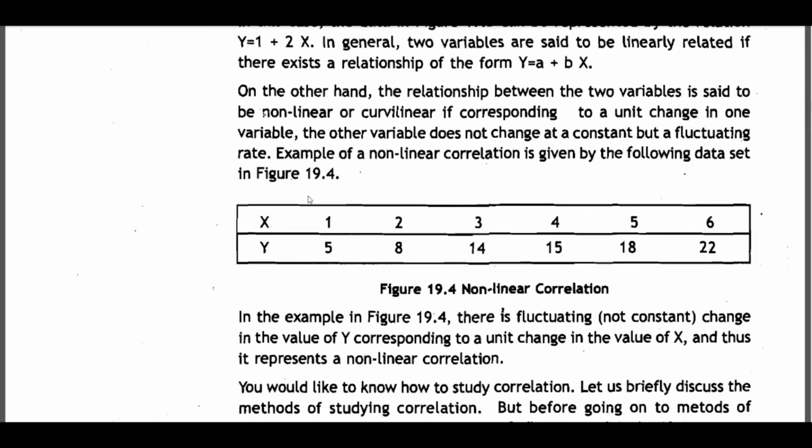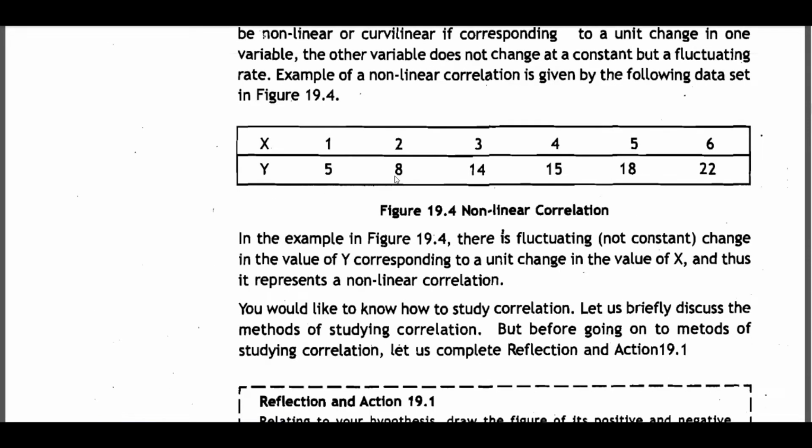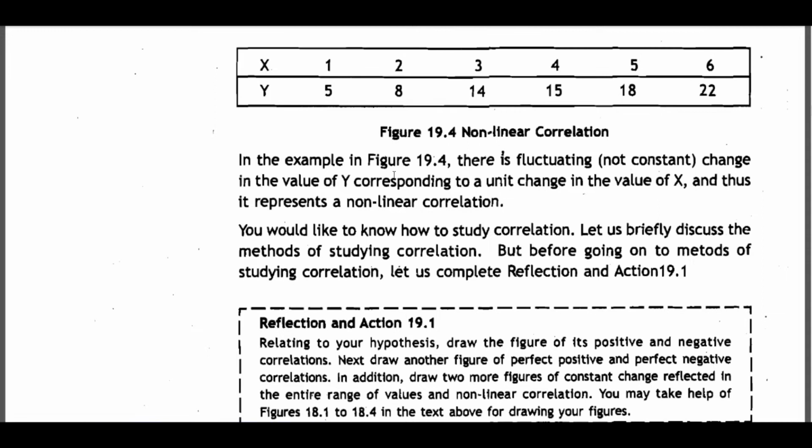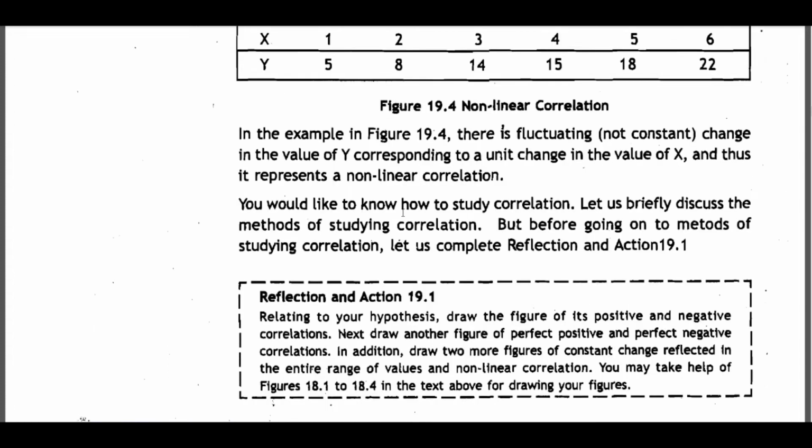On the other hand, the relationship between two variables is said to be non-linear or curvilinear if, corresponding to a unit change in one variable, the other variable does not change at a constant but at a fluctuating rate. An example of non-linear correlation is given by the data set in figure 19.6. In this example, there is a fluctuating, not constant, change in the values of y corresponding to a unit change in the value of x, and thus it represents a non-linear correlation.